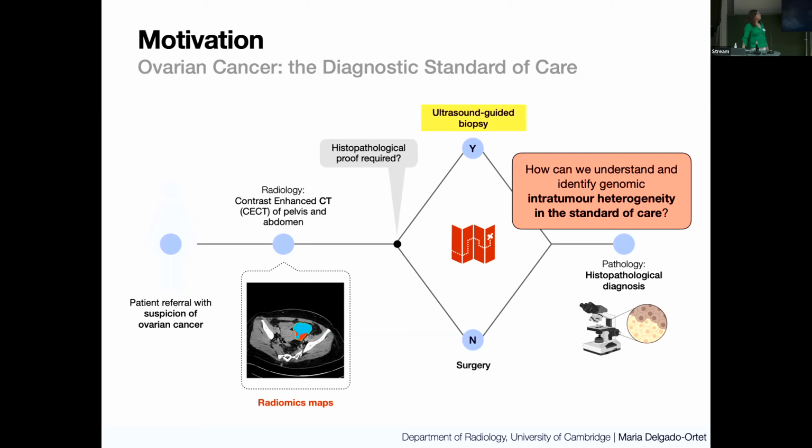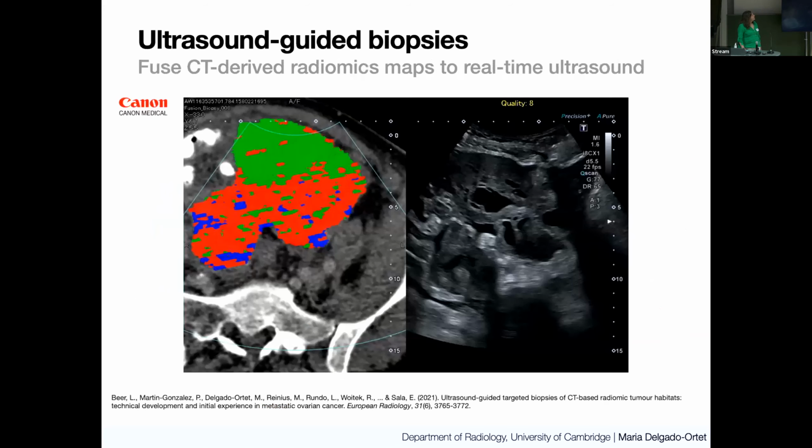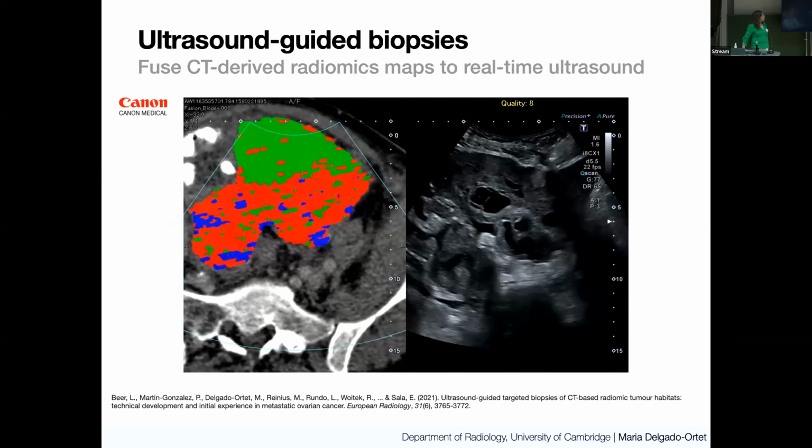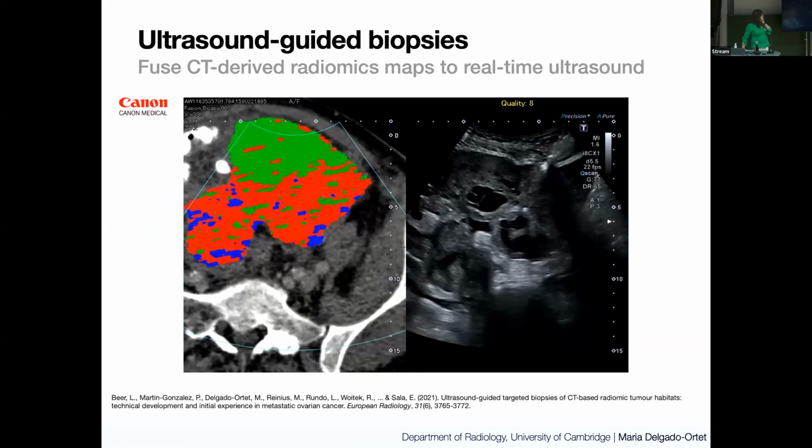First, I'm going to start with ultrasound-guided biopsies. The problem we have is that radiomic maps are extracted from CT images, but then we use ultrasound to guide the biopsies. So how can we fuse both images? In that case, what we did was work together with Canon Medical Research Europe.